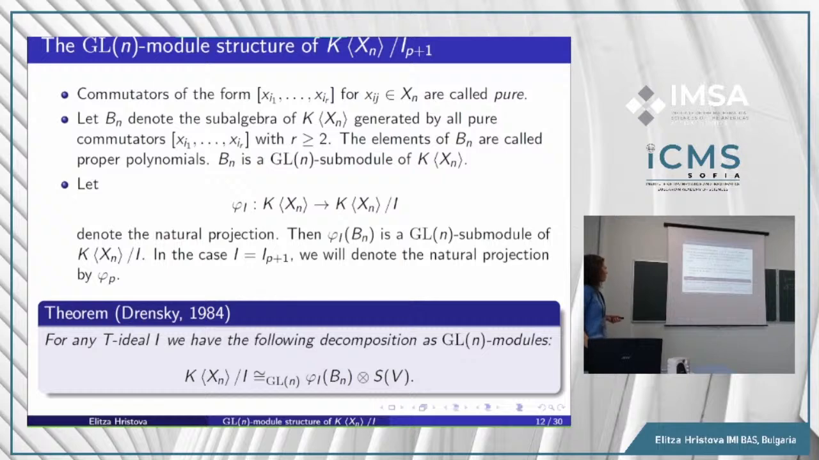By phi p. And there is a theorem of Drensky that relates why this subalgebra Bn is important. This theorem says that as GLN modules, K of xn mod I is isomorphic to the tensor product of the subalgebra of proper polynomials and the symmetric algebra. So we can reduce the problem of studying the GLN structure of this thing to the problem of studying the GLN module structure of this simpler object. And so this is the first thing we do.